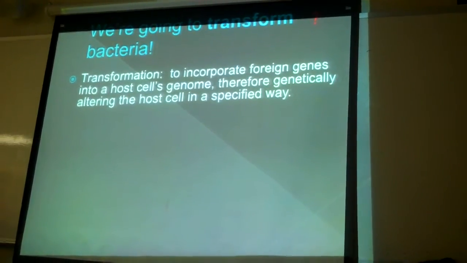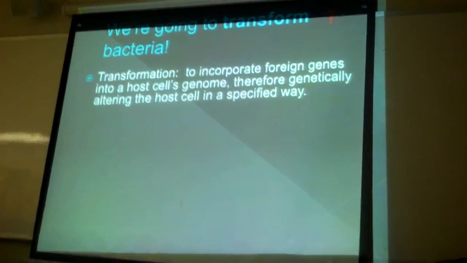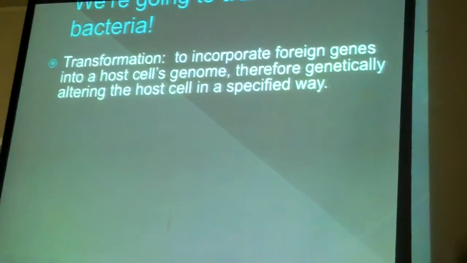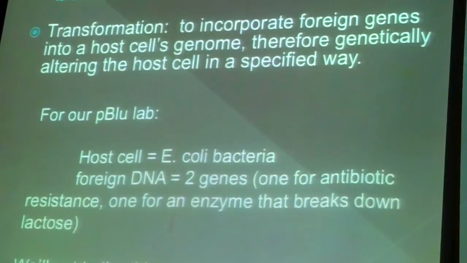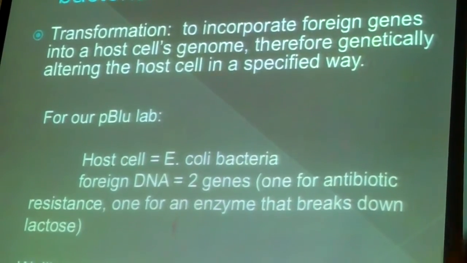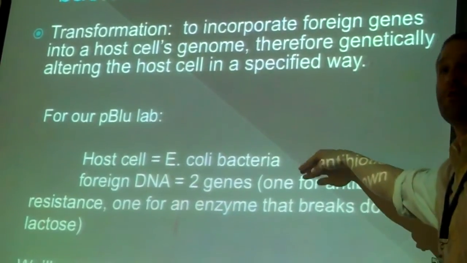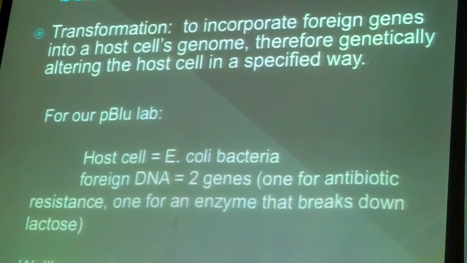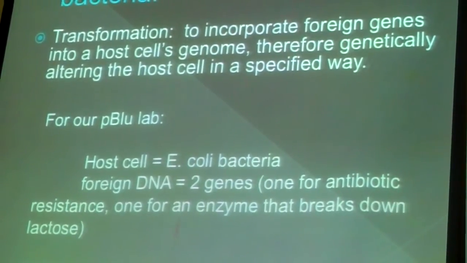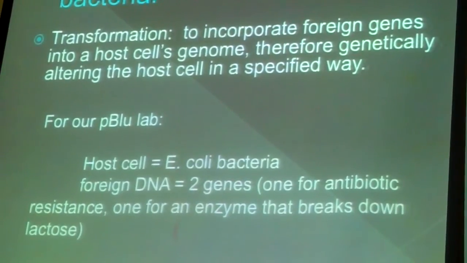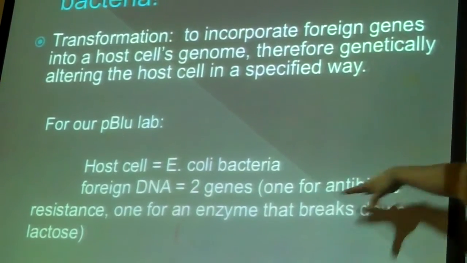So for our purposes, when we're talking about transformation, we're talking about it in bacteria specifically. Okay? We're going to be using E. coli. On the test, that was a question. E. coli is the most commonly used vector, or the plasmid is using that. So we're going to have two foreign DNA genes. One's for antibiotic resistance, and one's for an enzyme that breaks down lactose. We'll get back to this. This is complicated stuff. That's the hard part of that.